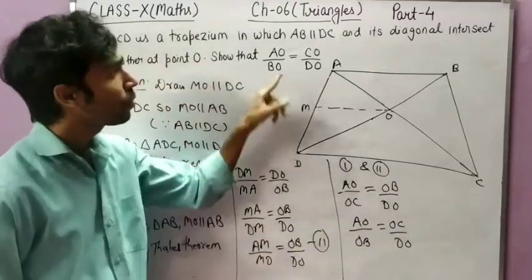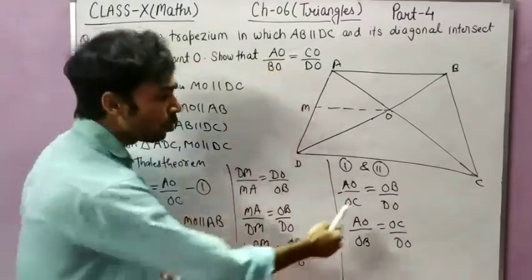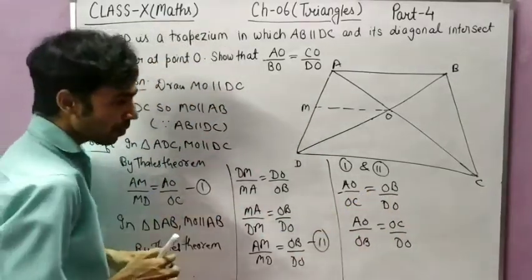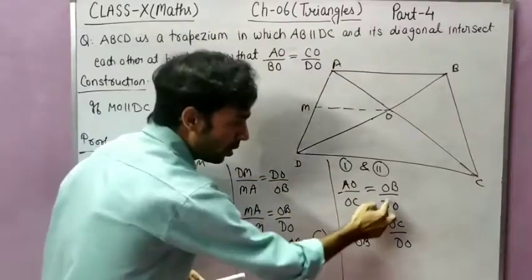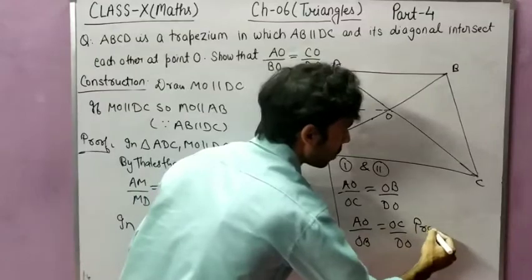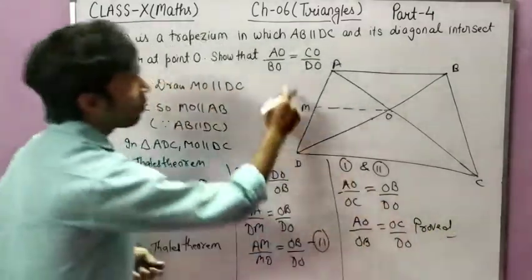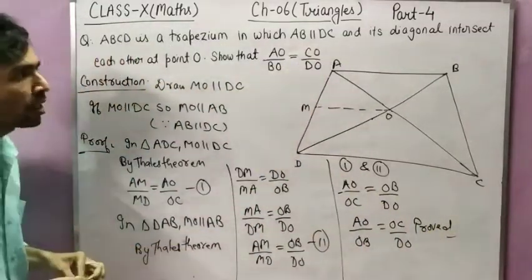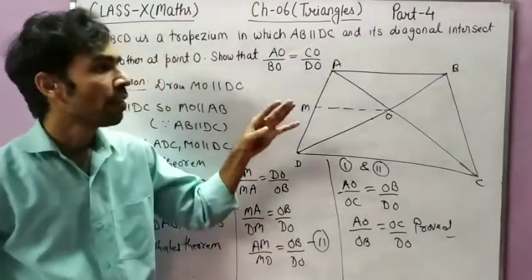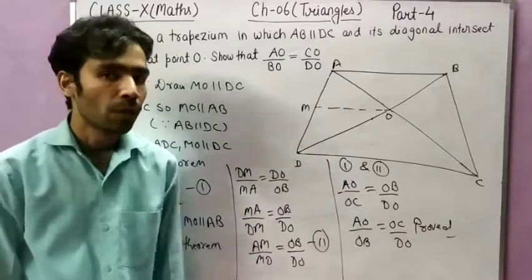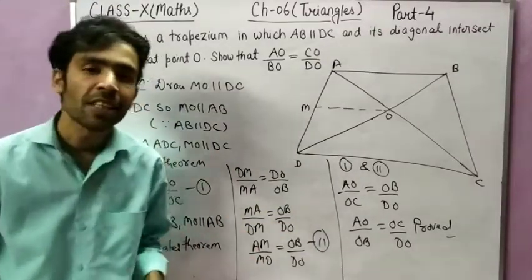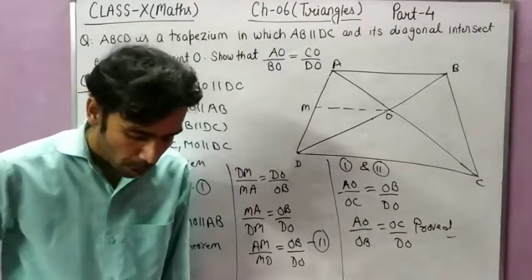Okay. But what do we have to prove? AO by BO. So now what do you do? Cross multiply. So AO upon OB is equal to OC upon DO, and this we have to prove. OC can also be written as CO, so both are the same. Whether you write AB or BA, it is the same thing. So it means that whatever we needed to prove, we have proved. So in this way, students, you have to solve the question based on Thales theorem and the converse of Thales theorem.